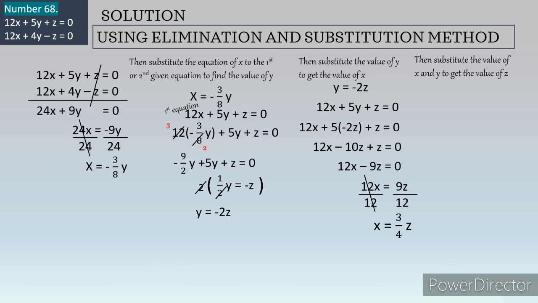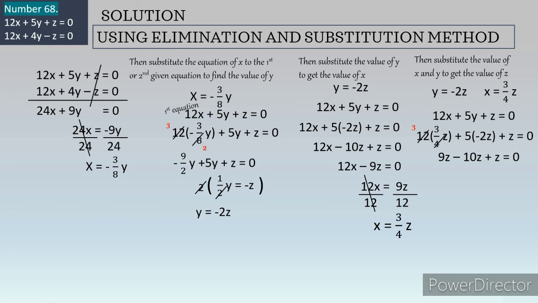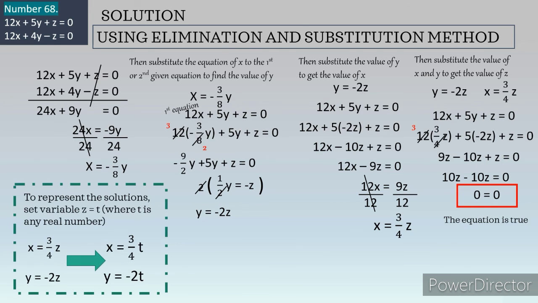And then substitute the values of x and y to get the value of z. I also use the first equation for this. Now we have 12 multiplied by 3/4 z plus 5 multiplied by negative 2z plus z equals 0. Now we have 9z minus 10z plus z equals 0. And then combining like terms, we got 0 equals 0, and it says that the equation is true.